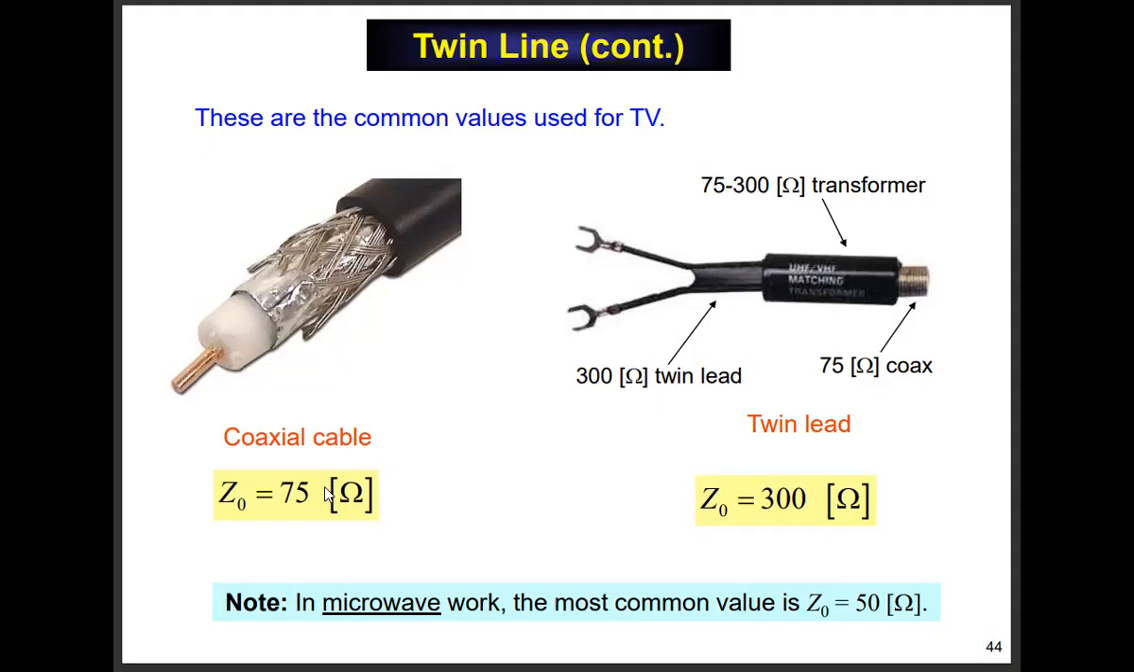Anyway, so in the TV industry, this is the standard for coax, and 300 ohms is the standard for twin lead. And sometimes, I mentioned this the other day, sometimes you want to connect coax to twin lead. You never want to just take a twin lead and solder it to the coax directly, because then you're connecting a Z0 300 ohm transmission line to a Z0 75 ohm transmission line.